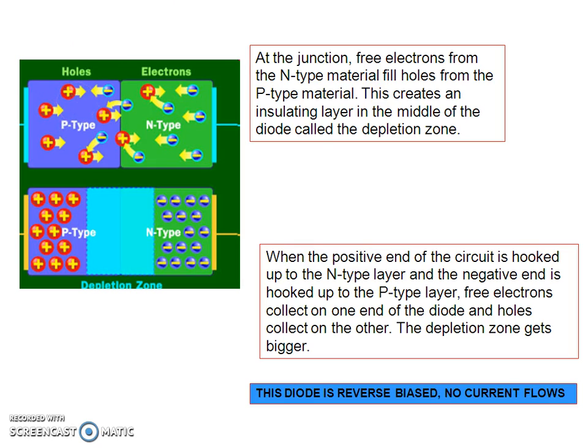circles. The N side comprises a pentavalent semiconductor material, where an extra electron in the covalent bond is shown as a negative sign within a circle.